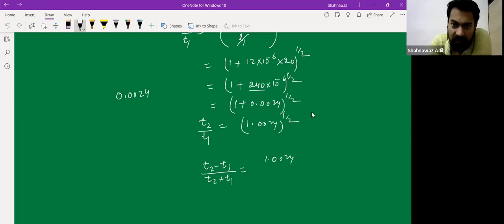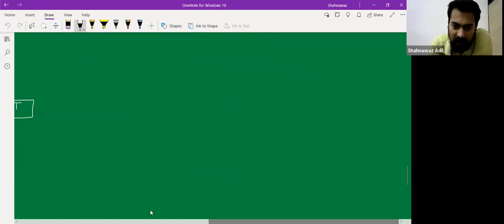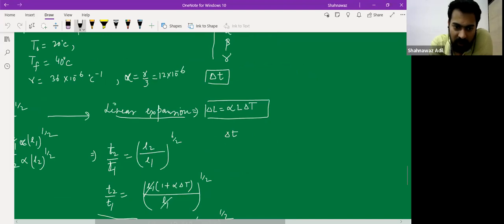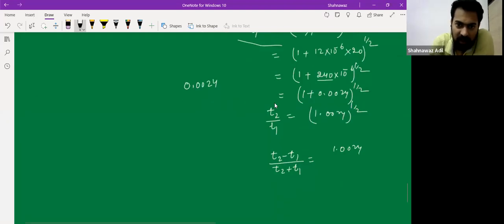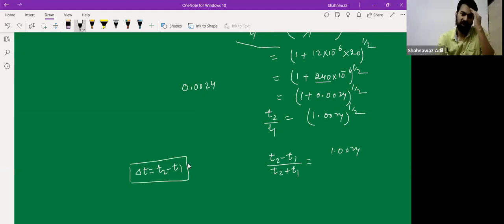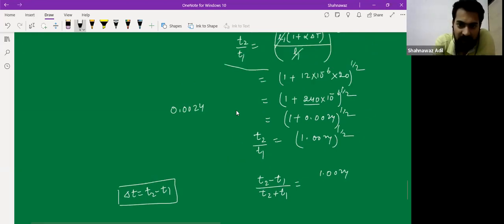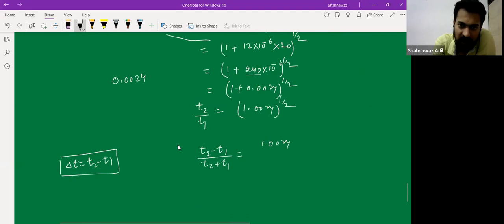Okay, so we needed to calculate delta T, right, which was T2 minus T1. Okay, we need to calculate this. So we should have calculated T2 first, right? And then, right, so this we can also do, right?